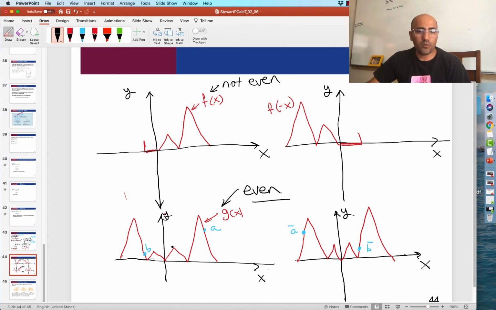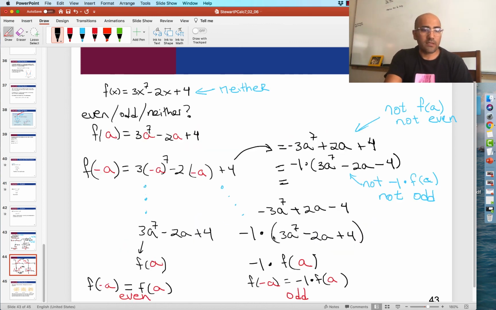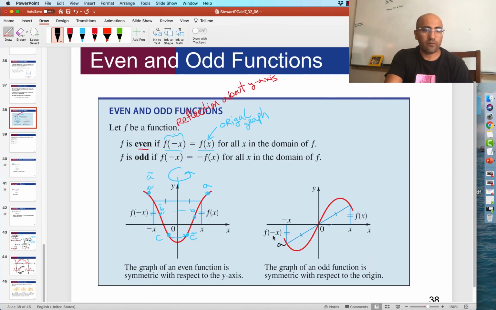If you can rotate it about the y-axis and the resulting graph looks identical to the original graph, then it's true that f of x is equivalent to its own reflection about the y-axis, therefore it's even. Good. Okay, let's take a look at the other one. That one's a little bit more confusing.